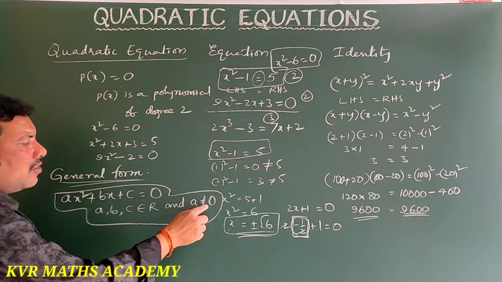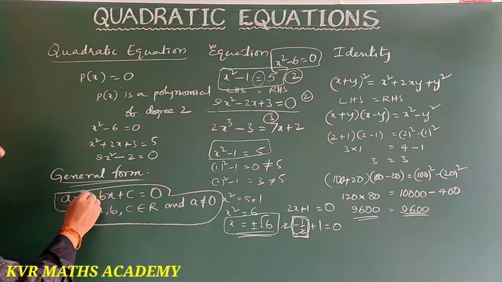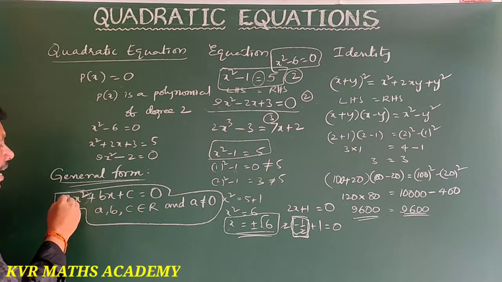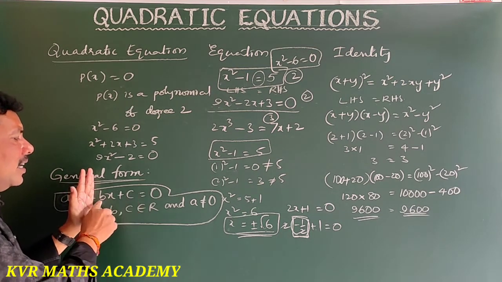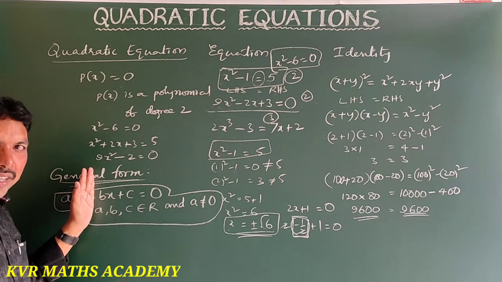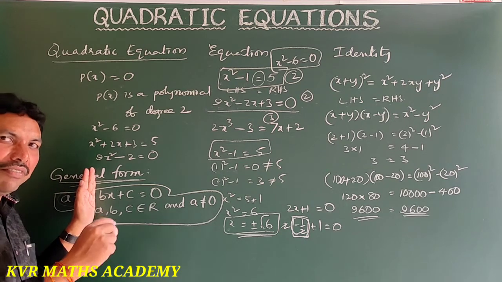Why a not equal to 0 has been given: if a is equal to 0, then this term will become 0, and it will become bx plus c. Here the power is 1 only. So it is not a quadratic equation now, it is a linear equation.